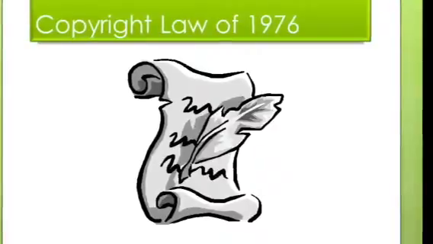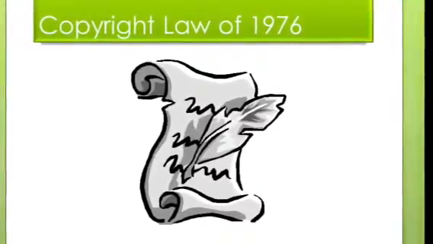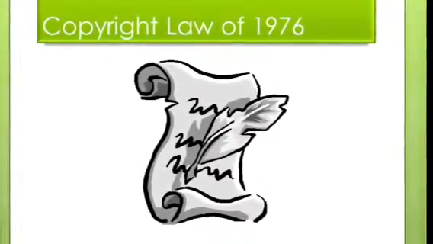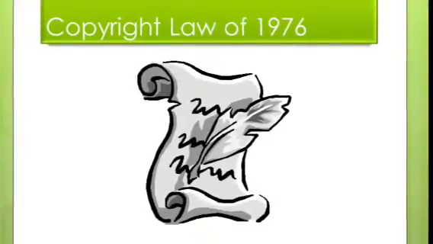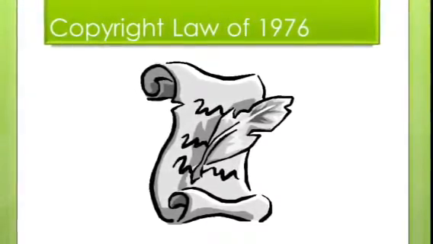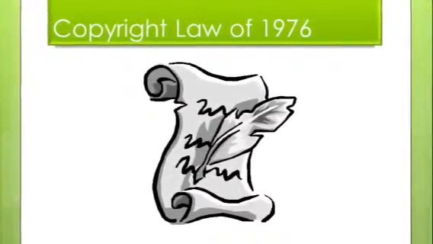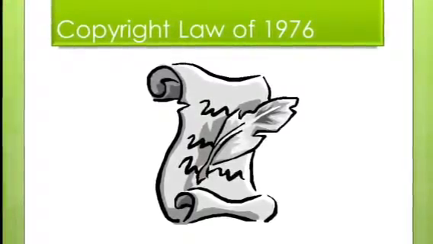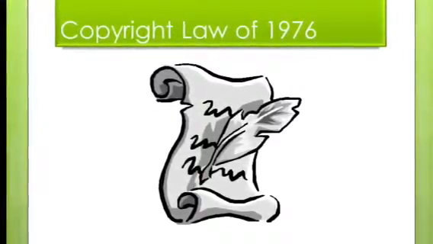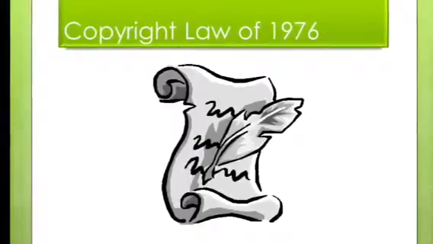Let's talk about the Copyright Law of 1976. It's the basis of copyright law here in the United States. Now, as time changes and technology improves, updates have to be made. And we know that technology is changing fast. Most of the updates on this law have been about every 10 years or so.